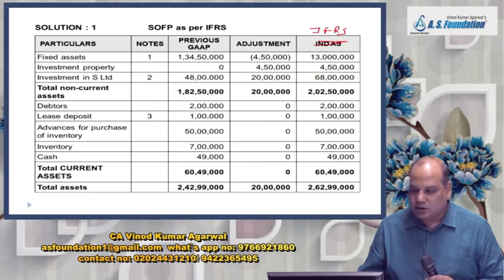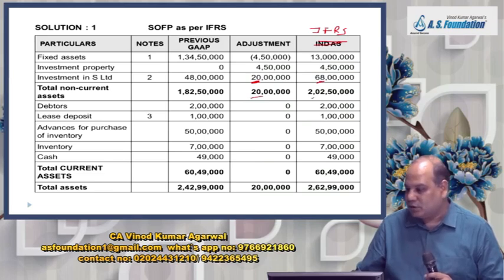Investment in S Limited 48 lakh given, fair value 68 lakh is given. So this will increase by 20 lakh. Total non-current asset 1 crore 82 lakh 50,000. Total adjustment 20 lakh. Revised total is 2 crore 2 lakh 50,000. Check.